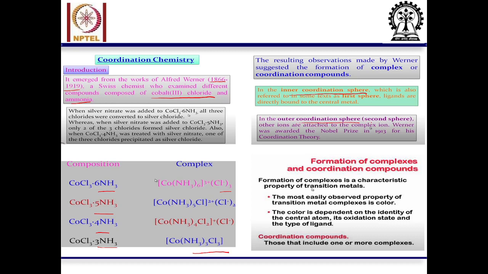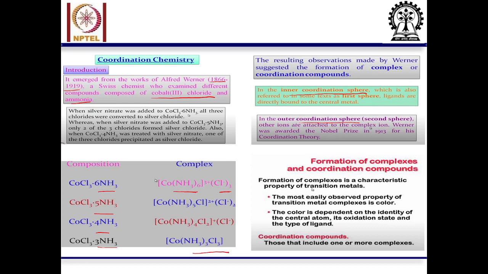Right? In the inner sphere the valency is satisfied by neutral or anionic ligands, and it is called the coordination number, whereas the outer sphere is satisfied by cations or anions, and that is given as the primary valency. Okay, so what is special about this kind of compound?